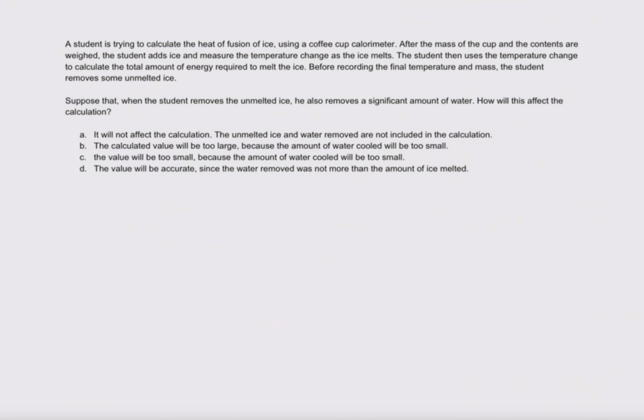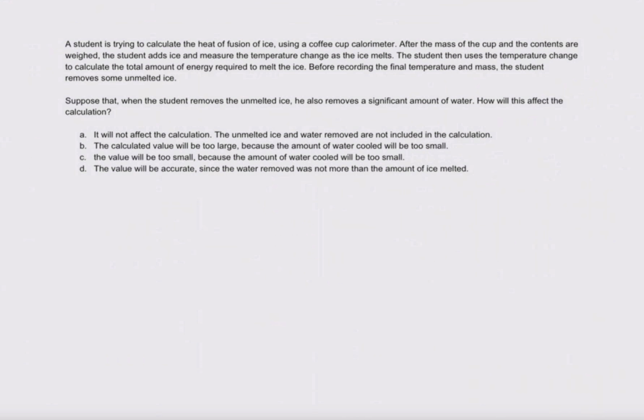Okay, if we're trying to calculate the heat of fusion of ice in a coffee cup calorimeter, we've taken the mass of the cup and the contents, we've added ice and watched the temperature change while the ice melts, and then we wait a certain amount of time and take the temperature change, calculate the amount of energy that was exchanged, and then based on the mass of ice that was melted, we did something similar to this. We calculate how much energy was given off as the ice melted, or absorbed by the ice as it melted.